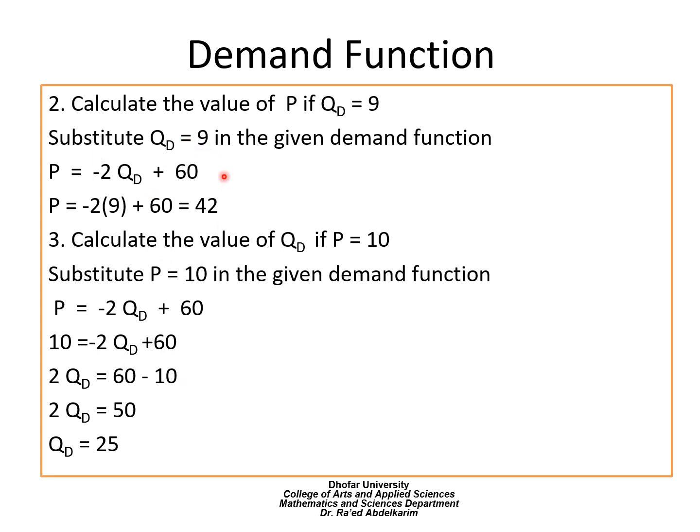For the sake of comparison, you can see when QD is 9, the price was 42. When the price is reduced to 10, QD is increased to 25. That's why if the price is reduced, the quantity demanded will increase. So this is a decreasing function.